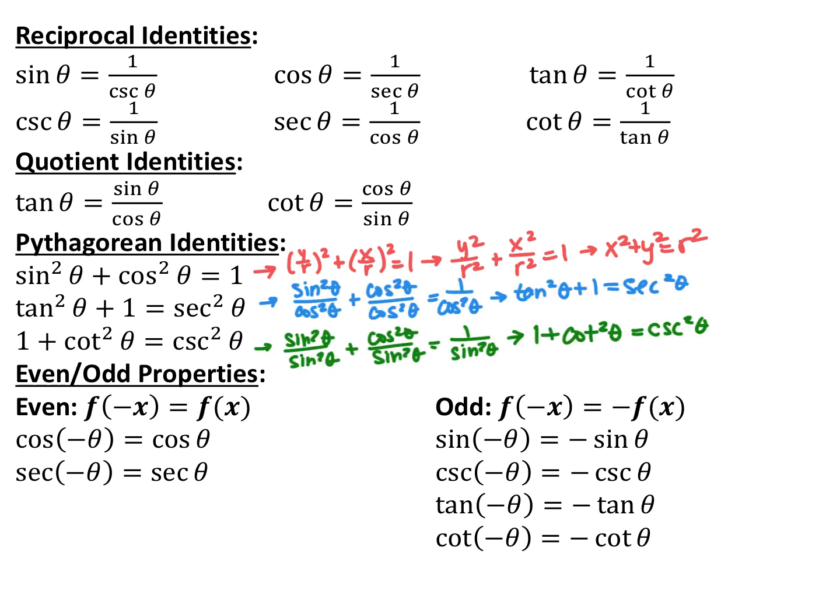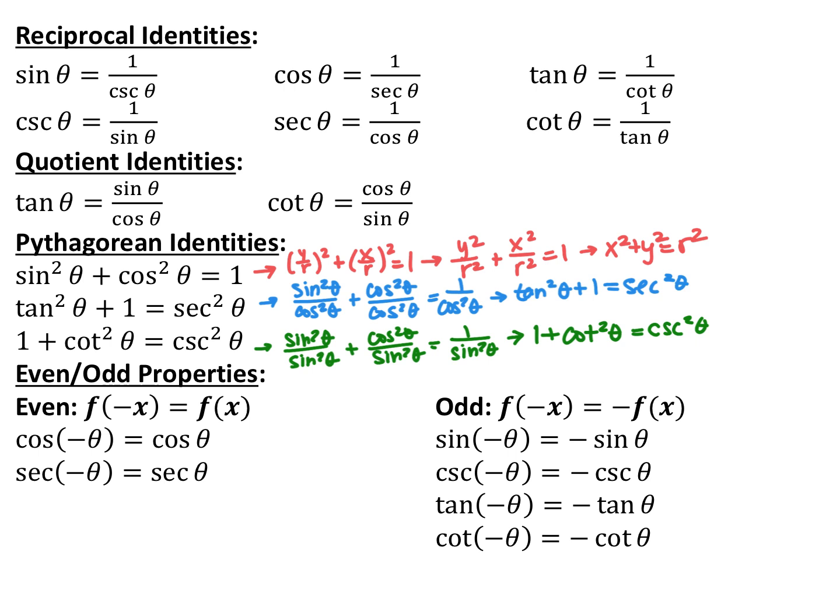The other two Pythagorean identities are derived from the first one using the reciprocal and quotient identities. So if I take sine squared plus cosine squared equals 1 and divide everything by cosine squared, sine squared over cosine squared is tangent squared, cosine squared divided by cosine squared is 1, and 1 over cosine squared is secant squared. Same thing if I take all of these and divide them by sine squared, sine squared divided by sine squared is 1, cosine squared divided by sine squared is cotangent squared, and 1 over sine squared is cosecant squared. So a lot of times I just say memorize the first one and then know how to derive the other two.